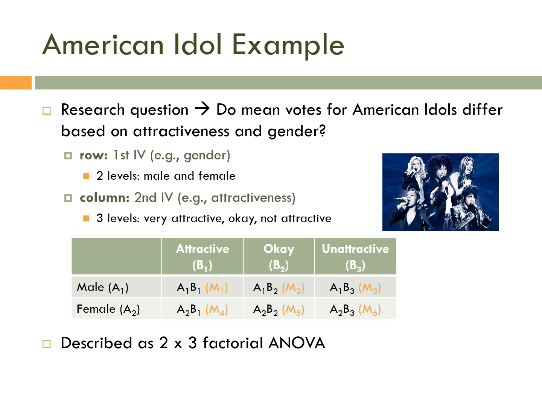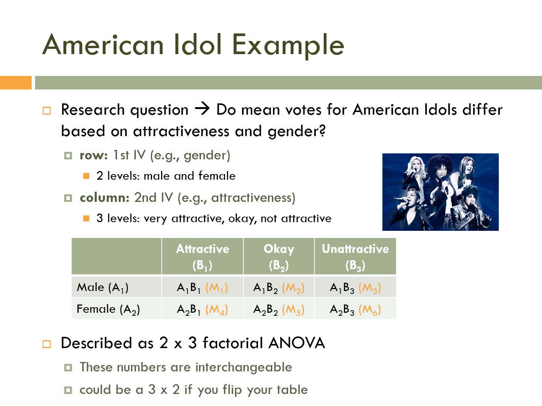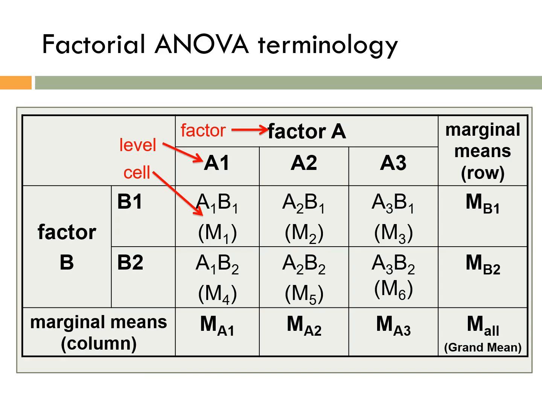I do want to make sure you know that these are interchangeable though. I chose that gender was the first IV and attractiveness was the second simply for my demonstration, but it doesn't actually matter at the end of the day. You could call this a 3×2 factorial ANOVA if you wanted, and you just flip the table, you flip how it looks, and that's fine. It's still 2 independent variables. One of them has 3 levels of the independent variable and one of them has 2, or vice versa. Not a problem. So let's once again see how these factors are laid out in this table.